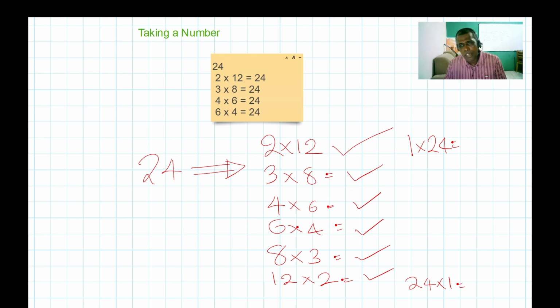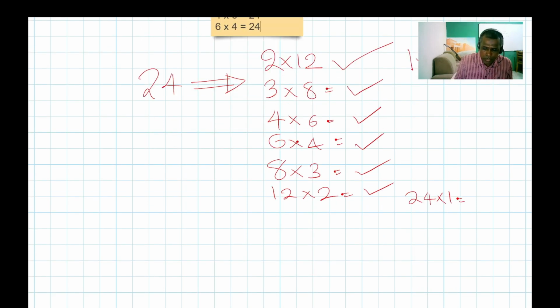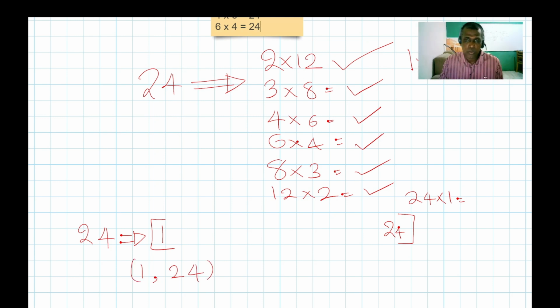So that means I can make this 24 in different ways. I will write it down like this now. What are the possible ways I can make 24? It is coming with 1 and 24. It's a pair. 1 times 24 and 24 times 1 is also equal to 24.